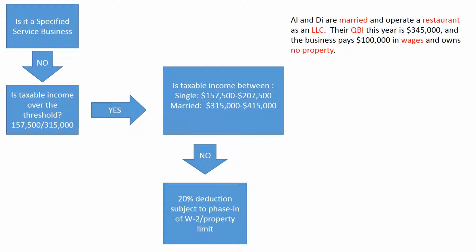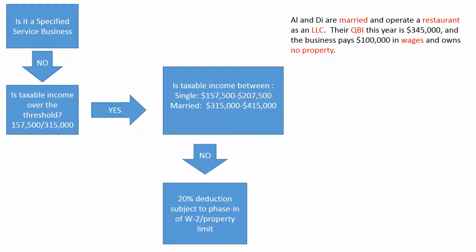So if you subtract $157,500 from $207,500, that's a $50,000 phase-in range for singles. And if you subtract $315,000 from $415,000, that's a $100,000 range for married. So for example, the limit would be 50% phased in for married taxpayers with taxable income of $365,000.